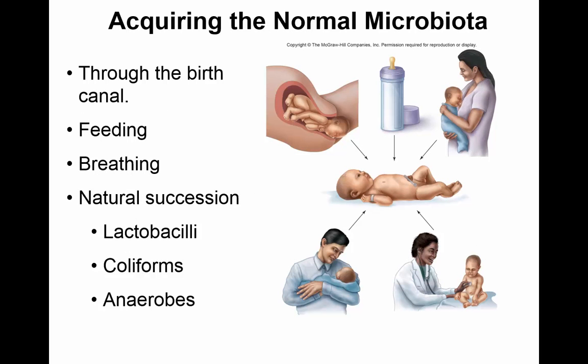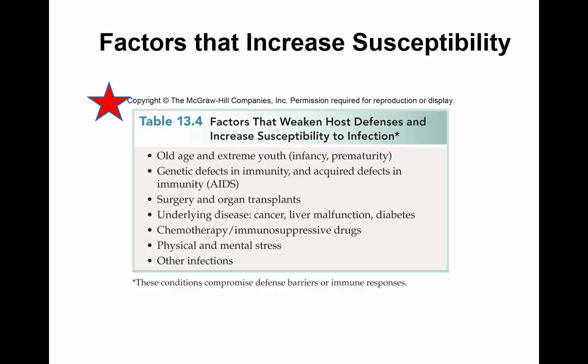Now, how do we acquire normal biota? First of all, through the birth canal, feeding, breathing, and then they list some other ways as well, things that we are exposed to. Some things increase susceptibility to infection or problems with these microbiota. Of course, old age. Your immune system doesn't work as efficiently when you're very old or very young. Also, if you have any kind of surgery or organ transplants, stress can cause us to be more susceptible, and other infections as well.